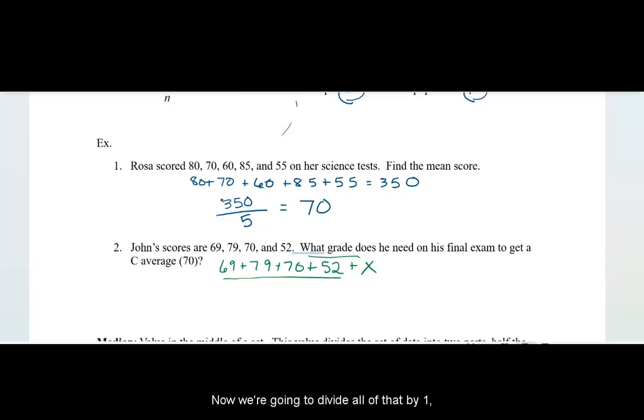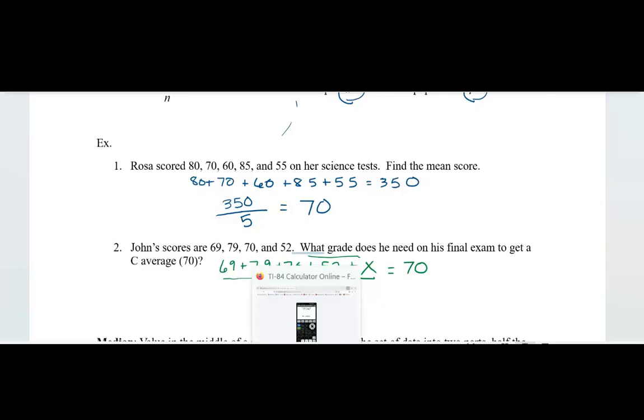Now we're going to divide all of that by 1, 2, 3, 4, 5, 5 tests in total, which includes the final. We need that mean, that average, to be a C, which means a minimum of a 70.